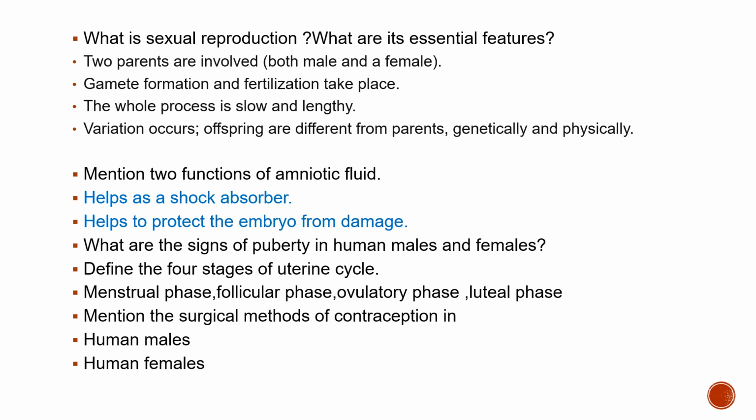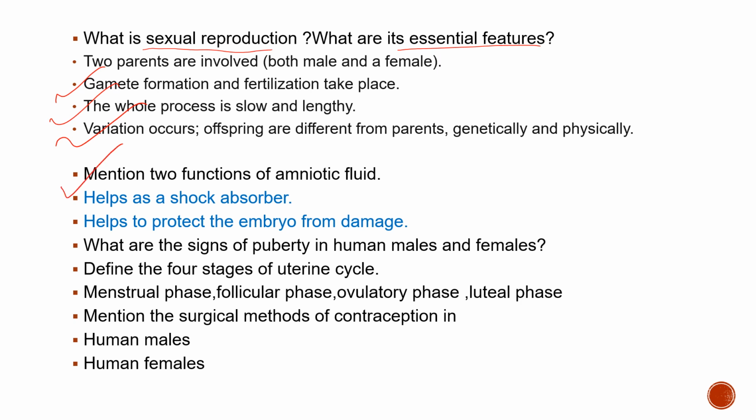Now here comes the second page of question. So now here is what is sexual reproduction and what are the essential features of sexual reproduction. So this is a very common question. You all know that sexual reproduction is a type of reproduction where both the sexes, male and female, are involved. And what are its essential features? Like gamete formation and fertilization takes place. The whole process is very slow and lengthy. The variation occurs, offsprings are different from parents genetically and physically. So how the parents look, they might be a mixture of both the parents, or they might be different from the parents genetically as well as physically. So these are the main essential features of sexual reproduction.